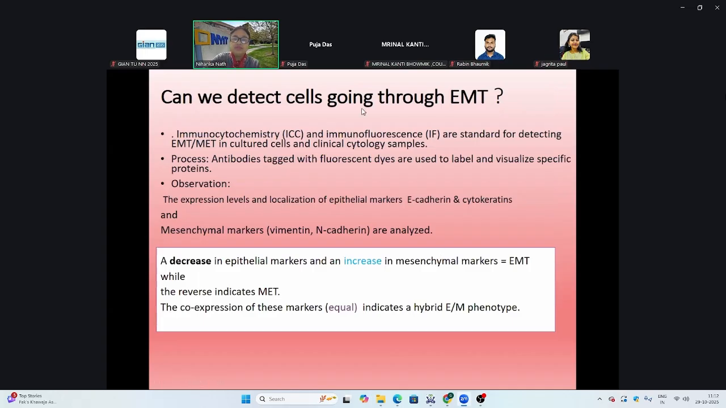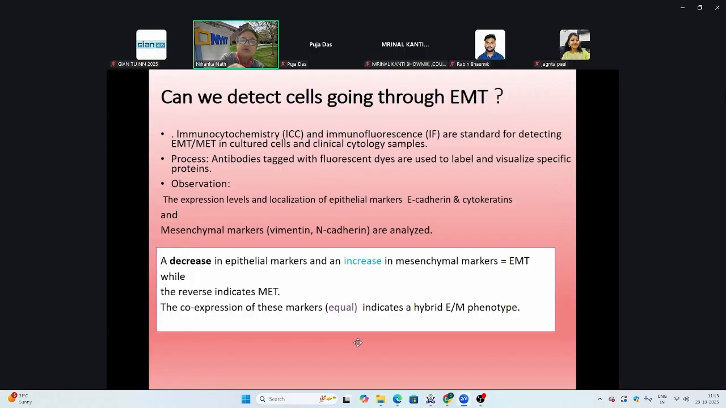You as the computer science students, can we detect these cells that are going through EMT? I'm asking you. EMT is like a phase. You were epithelial, and now you converted to mesenchymal. So it's like a phase. Is there any way to find them?